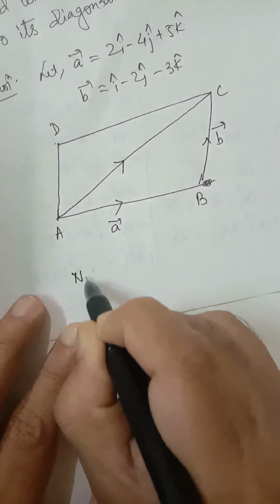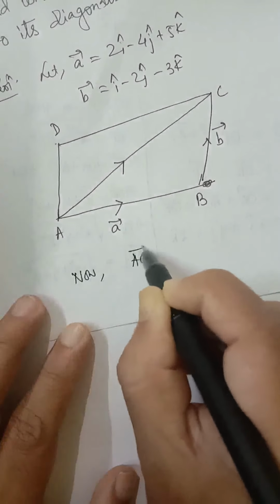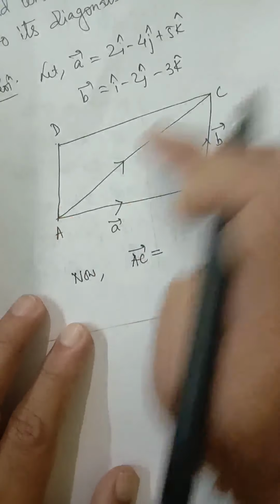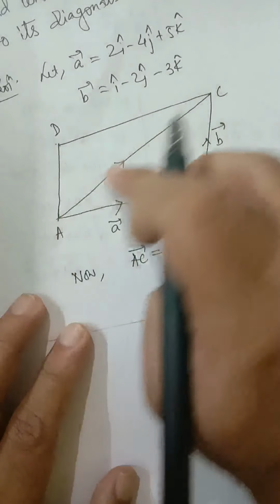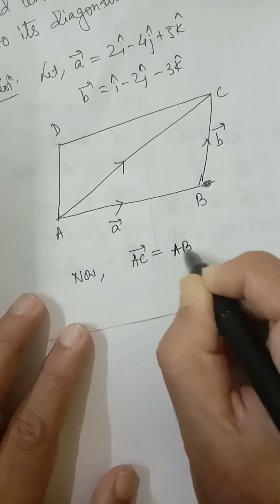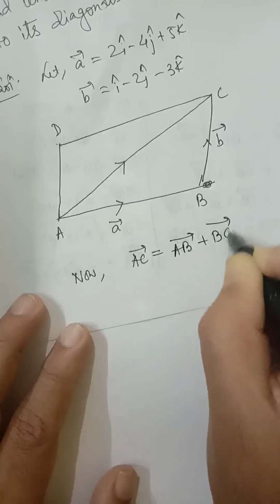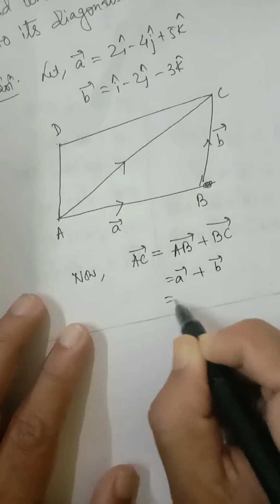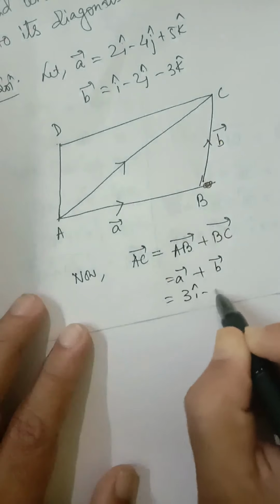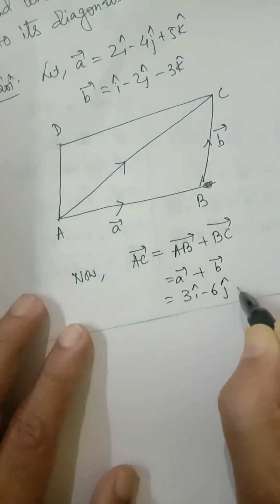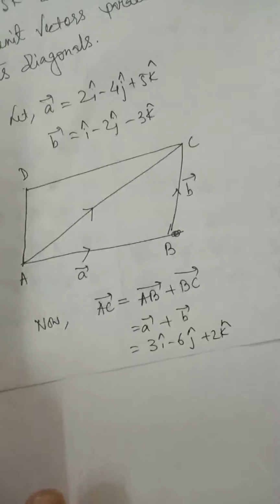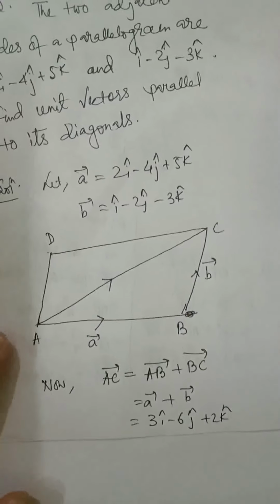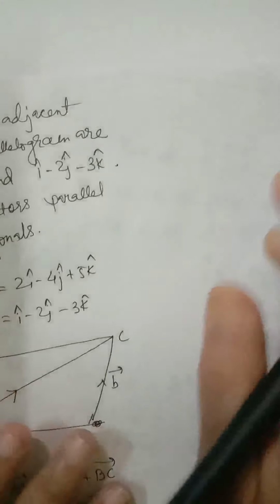Now, AC vector equal to, by triangle law of addition, AC vector equal to AB plus BC. You can see A to B, B to C is ultimately A to C. So AC vector equal to AB plus BC. AB is our a, BC is our b. a plus b is 3i minus 6j plus 2k. This is the first diagonal AC. Now we have to find unit vector parallel to AC, parallel to this diagonal.